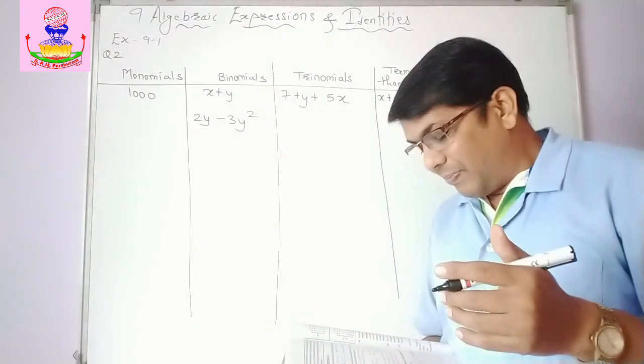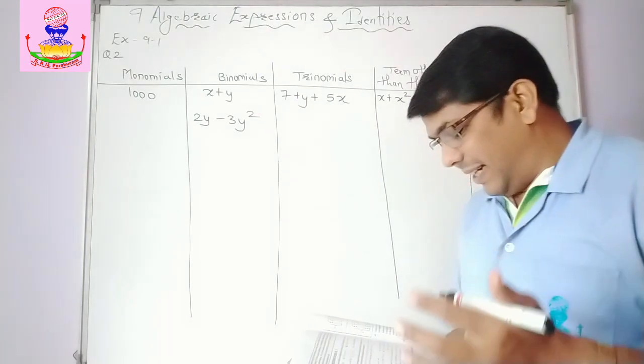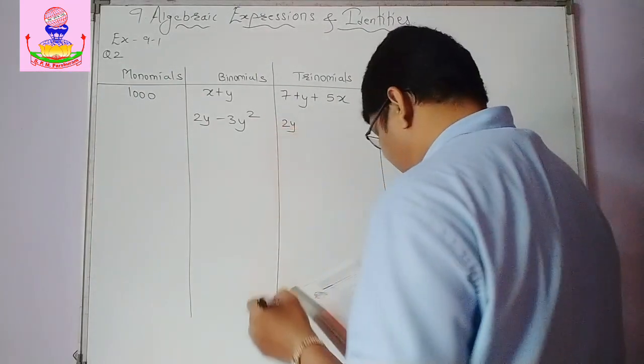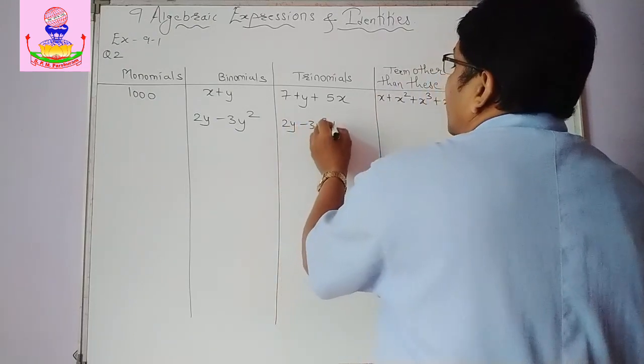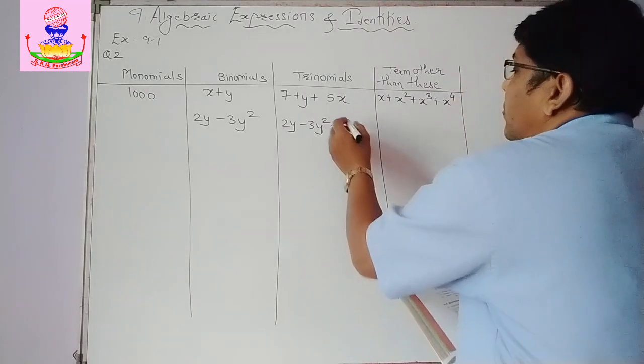Then next is 2y minus 3y square plus 4y cube. So how many terms are there? 1, 2, 3. Trinomial, right? So 2y minus 3y square plus 4y cube.